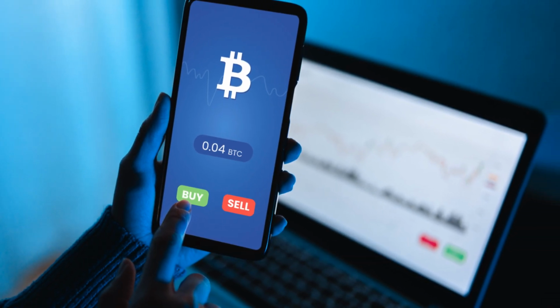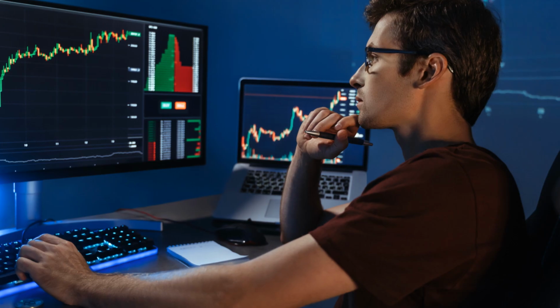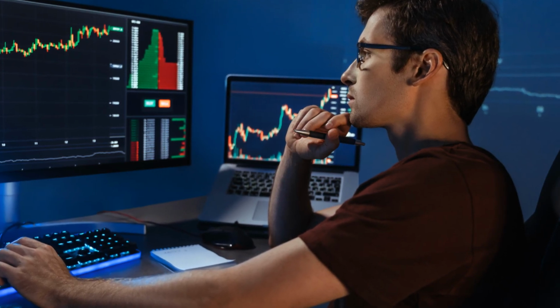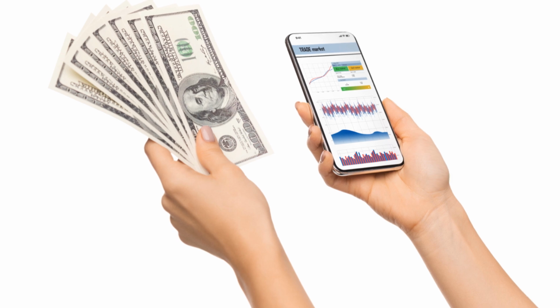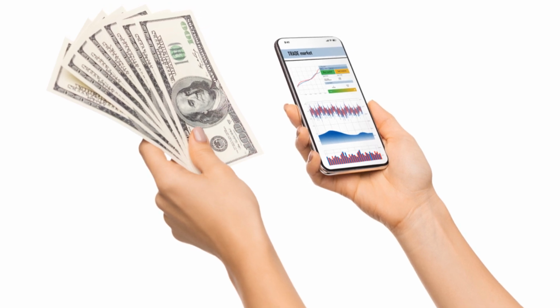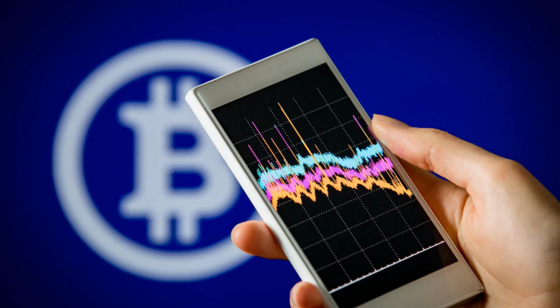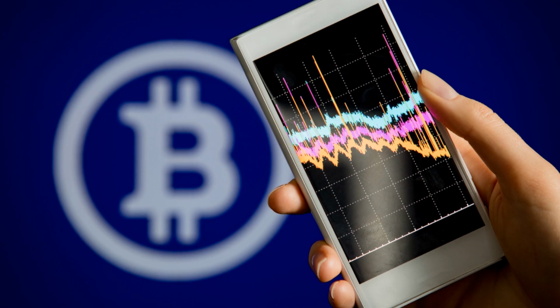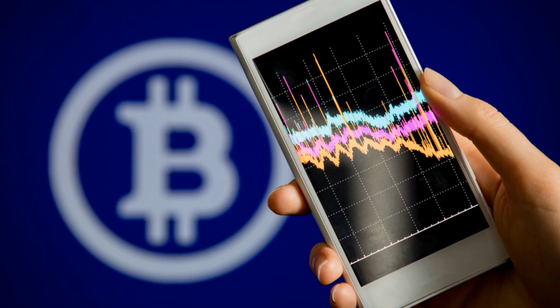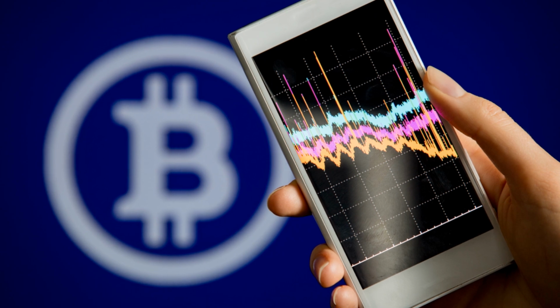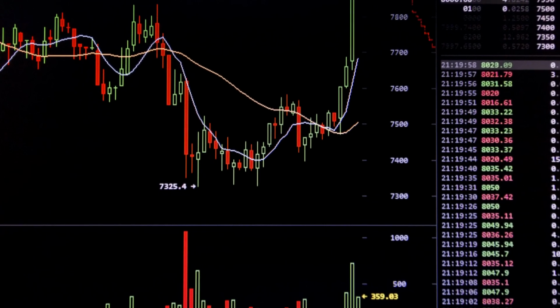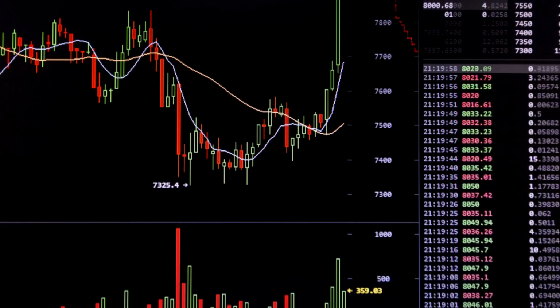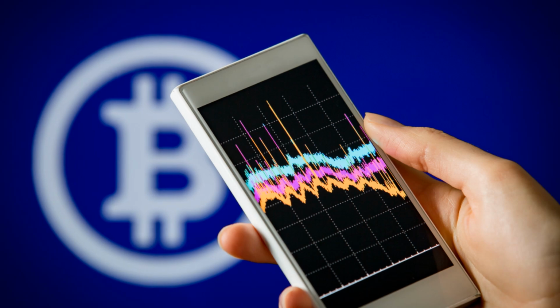Indicators help confirm what the charts are telling us. RSI, or Relative Strength Index, measures momentum. If it's above 70, the market might be overbought and prices could drop. If it's below 30, it's oversold, and prices could go up. MACD, or Moving Average Convergence Divergence, uses two lines. When the MACD line crosses above the signal line, it's a buy signal. When it crosses below, it's a sell signal.